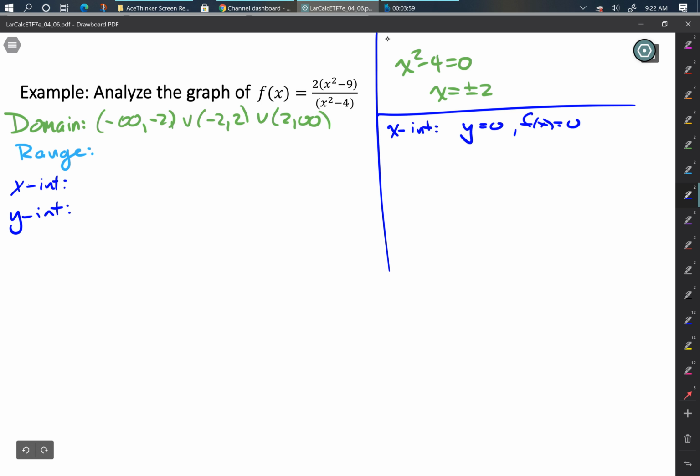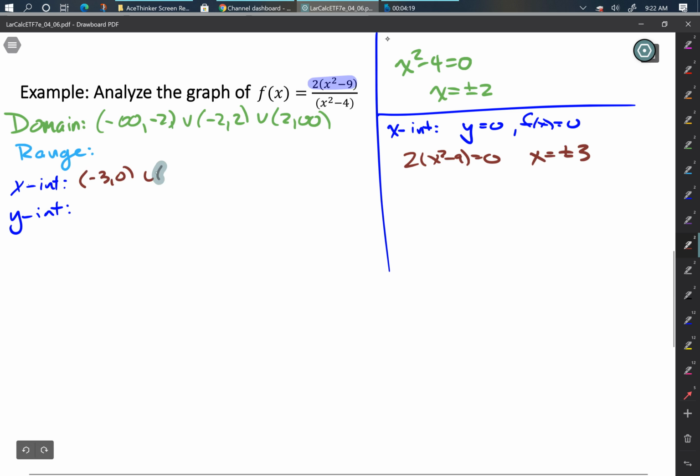Given that our function is a fraction, the only way for a fraction to be equal to 0 is if that numerator is 0. So we're going to say when is 2 times x squared minus 9 equal to 0, and that's going to be when x is equal to plus or minus 3. So I know I'm going to have intercepts at negative 3 comma 0, as well as at, not union, that would imply that these were some sort of intervals, at 3 comma 0. Okay. How about y-intercepts? Let's see.